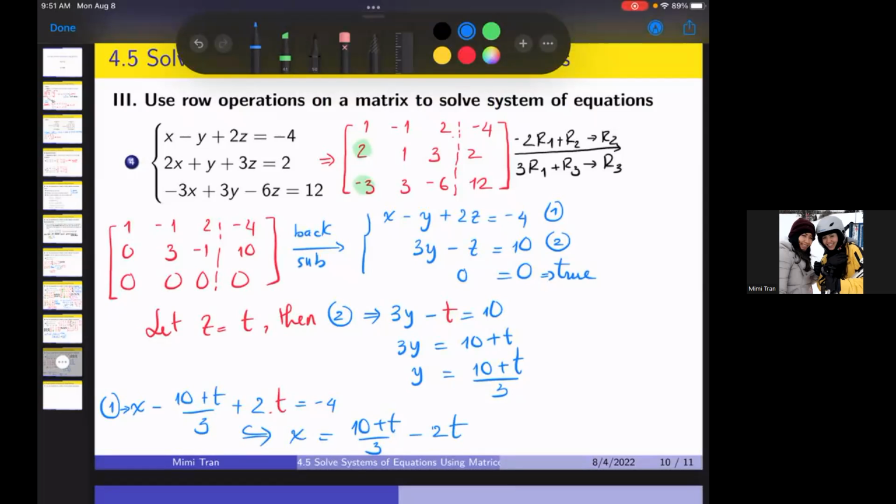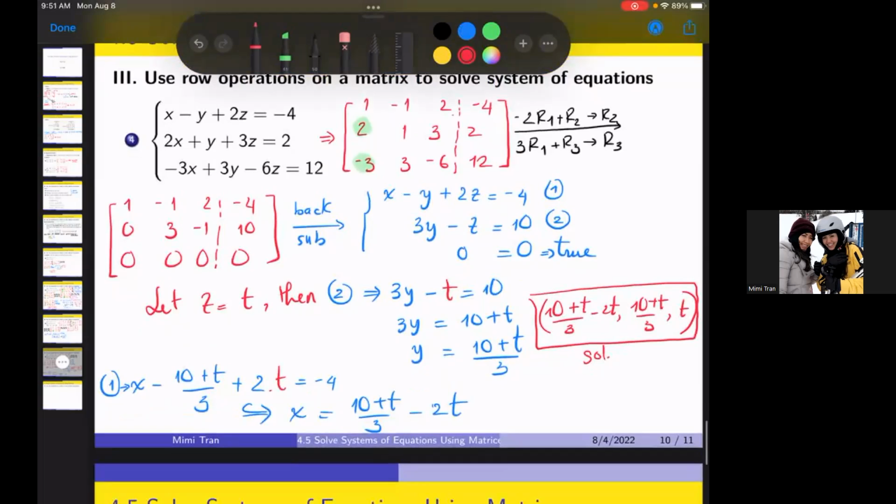So your ordered triple is going to be (10 plus t) over 3 minus 2t, that's x. Y is (10 plus t) over 3, z is t. Everybody depends on t. So that's what I meant by infinitely many solutions. You cannot just pick 3 numbers and say that's a solution, right? We have to pick some number for t and then plug it in.